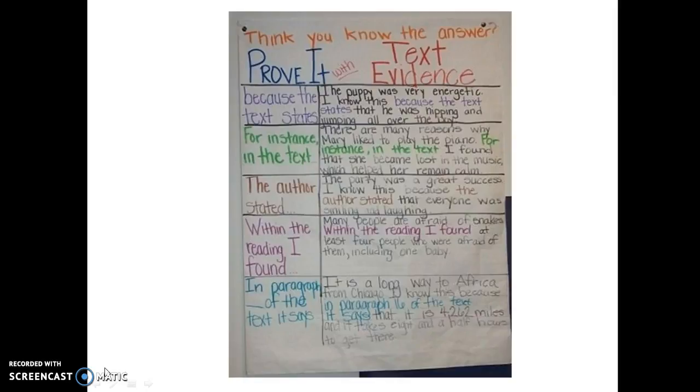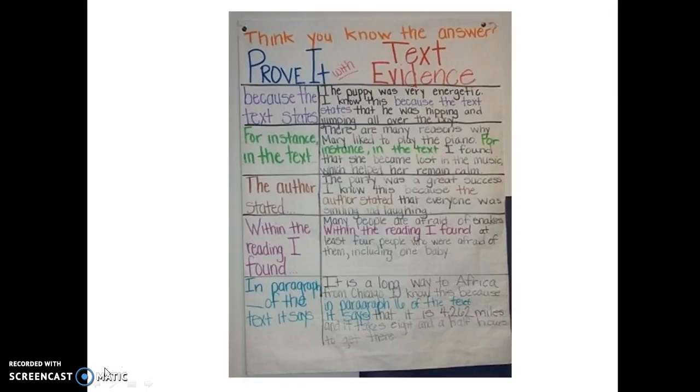So let's look at the next one. The author stated. The party was a great success. I know this because the author stated that everyone was smiling and laughing. So the writer here is making a statement or a claim. It says the party was a great success. And they used the phrase the author stated, and they gave an example of what the author said. So that's their evidence from the text.